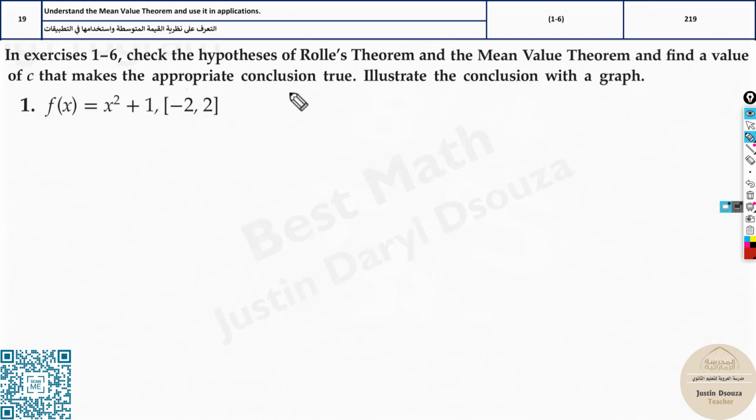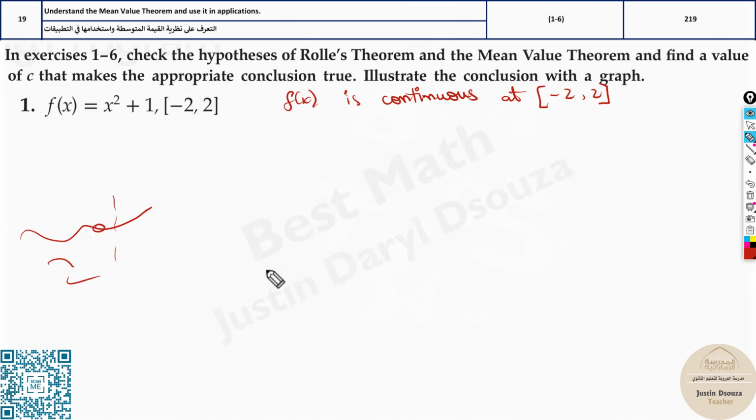Here, first thing, f of x is continuous on the interval. You should write it as the closed interval [-2, 2]. This is very important. Now, continuity means there are no breaks. It's a continuous function. There are no asymptotes or holes or jump discontinuities, nothing like that. So that is important. Now, what about the next statement?